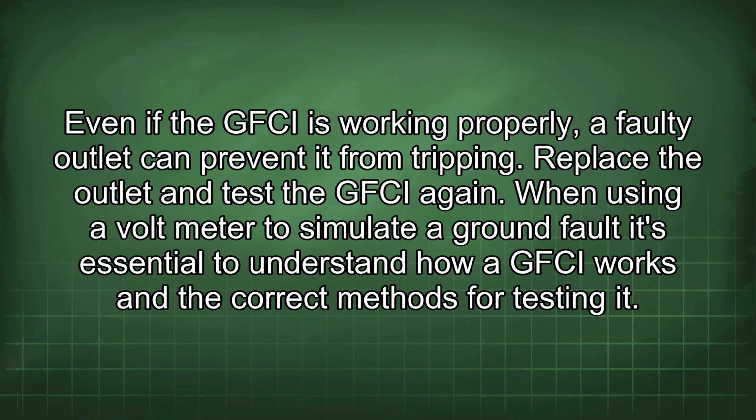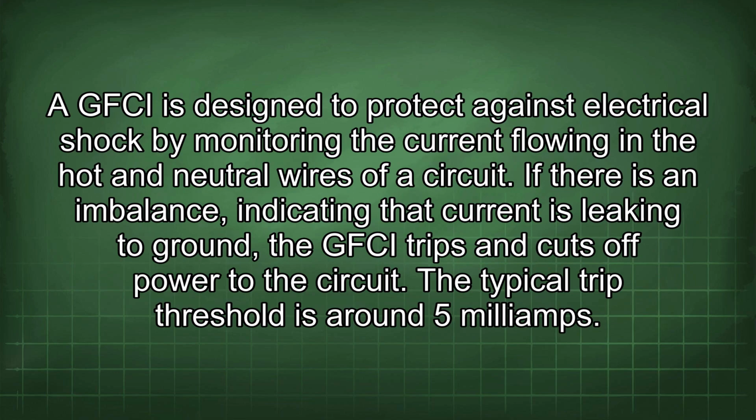When using a voltmeter to simulate a ground fault, it's essential to understand how a GFCI works and the correct methods for testing it. A GFCI is designed to protect against electrical shock by monitoring the current flowing in the hot and neutral wires of a circuit. If there is an imbalance, indicating that current is leaking to ground, the GFCI trips and cuts off power to the circuit. The typical trip threshold is around 5 milliamps.